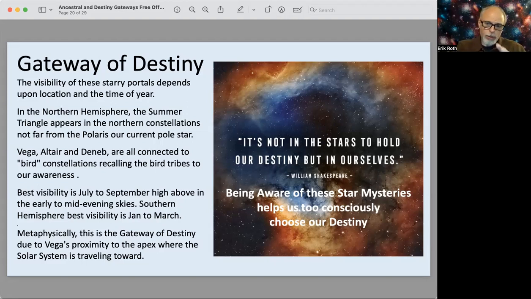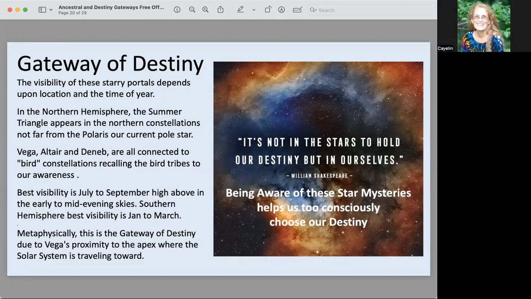Now, there's a William Shakespeare quote that Kaylin pulled out that's pretty cool. It's not in the stars to hold our destiny, but in ourselves. So being aware of these star mysteries helps us to consciously choose our destiny. So we are utilizing our free will. We're utilizing our ability to make choices to be aware of them and to consciously work with them along our timeline, along our path. Yes, beautiful.